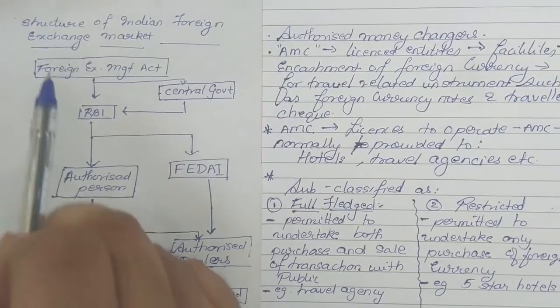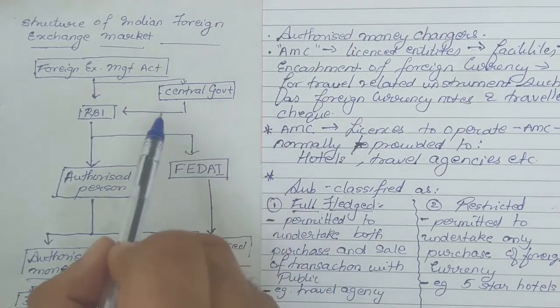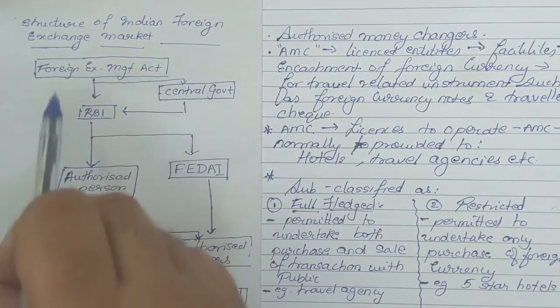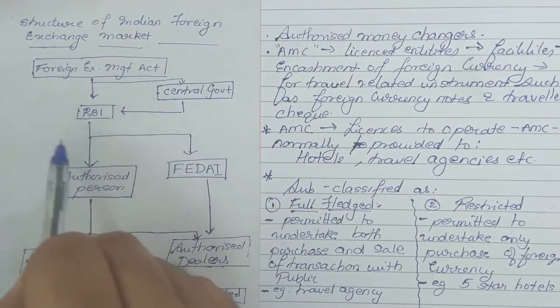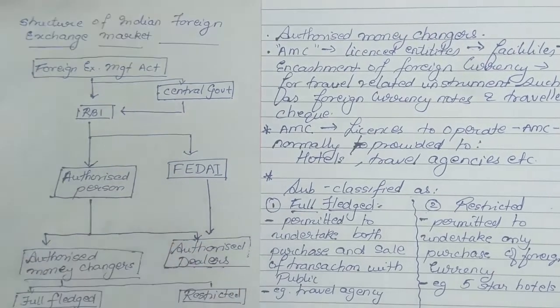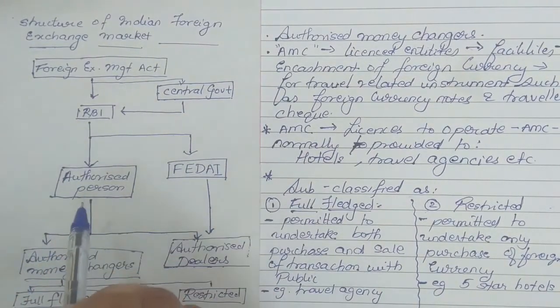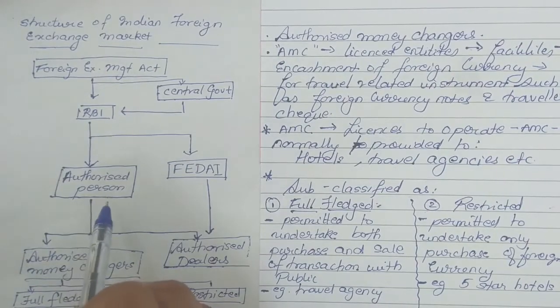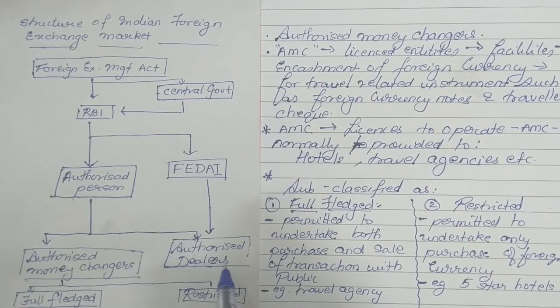So FEMA, along with the central bank, gave full powers to the RBI to look after, administer and control the foreign exchange market. But RBI cannot directly meet with individuals, so it gave licenses to authorized persons, which are of two types: one is the authorized money changers, and the other is the authorized dealers.